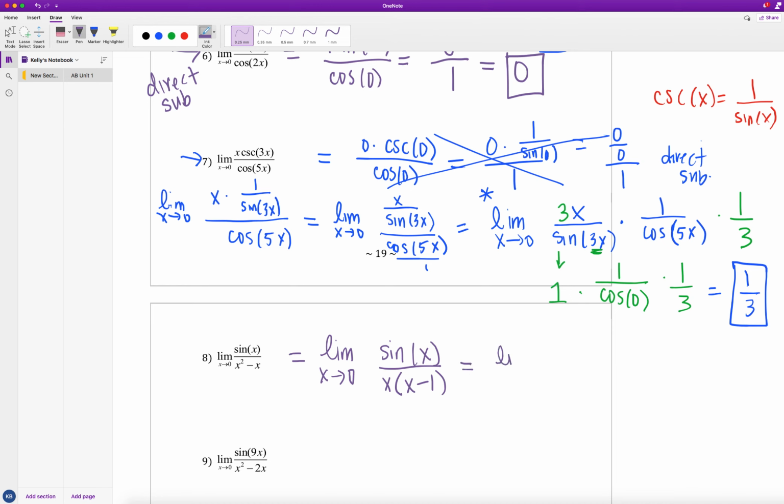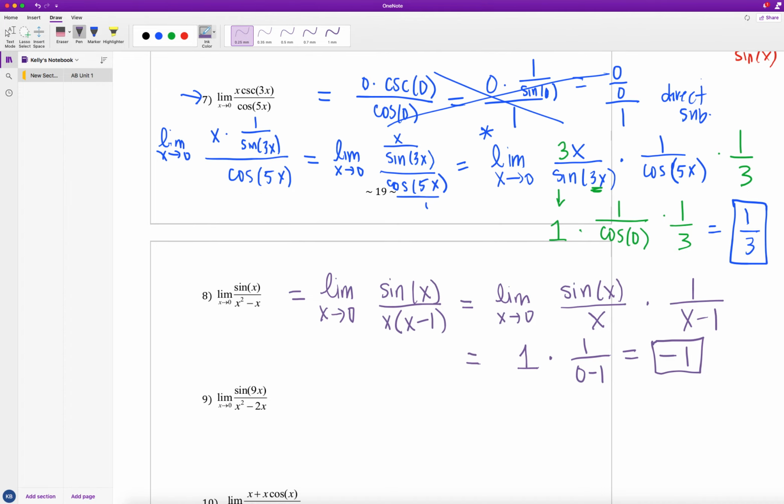I'm going to break it apart so I can group stuff together that's helpful. So I'll have the sine of x over just the single x times this 1 over x minus 1 off to the side. Well, from here, sine of x over x, that limit as x approaches 0 is equal to 1, times, I can directly sub in on the second piece, and I get 1 over 0 minus 1. So I end up with -1 as my final answer.